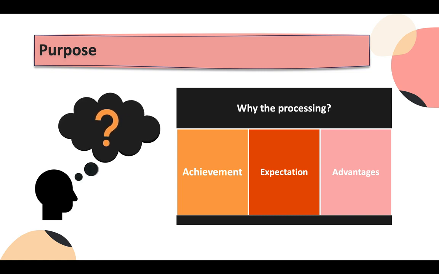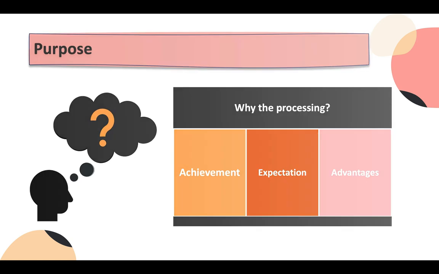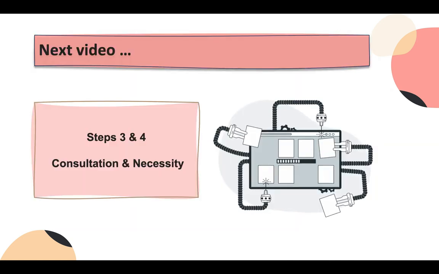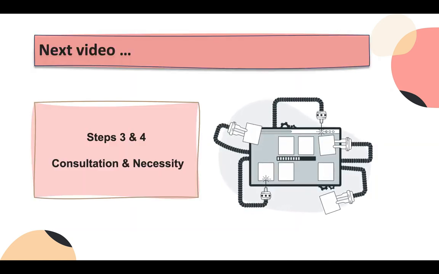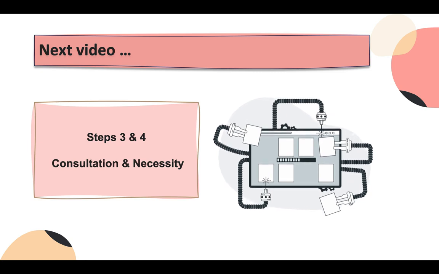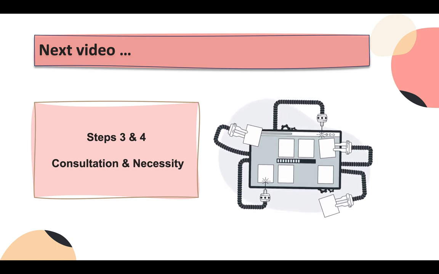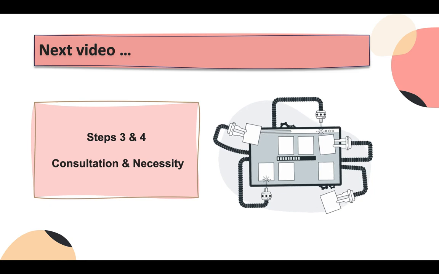With this, we are finished with our video on understanding step 2 of performing DPIA. That is, how to best describe your processing and not miss out on any of the important details. In the next video, we will talk about steps 3 and 4, which concern the consultation process and assessment of necessity and proportionality of the processing.